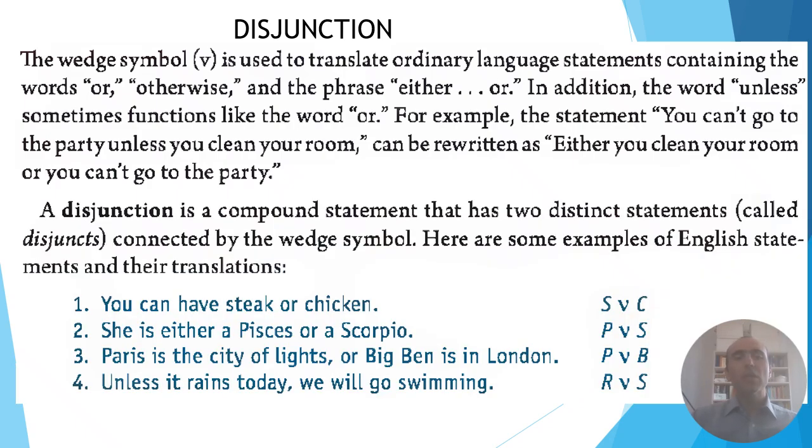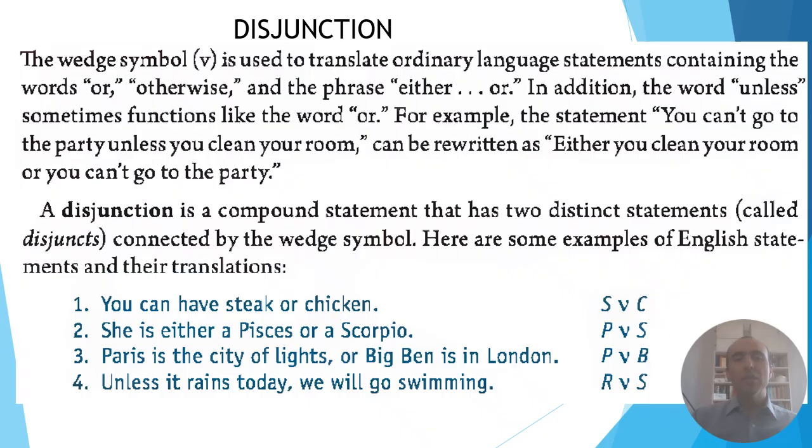A disjunction is a compound statement that has two distinct statements, called disjuncts, connected by the wedge symbol. Here are some examples of English statements and their translations. You can have steak or chicken. S stands for you can have steak, and C stands for you can have chicken.